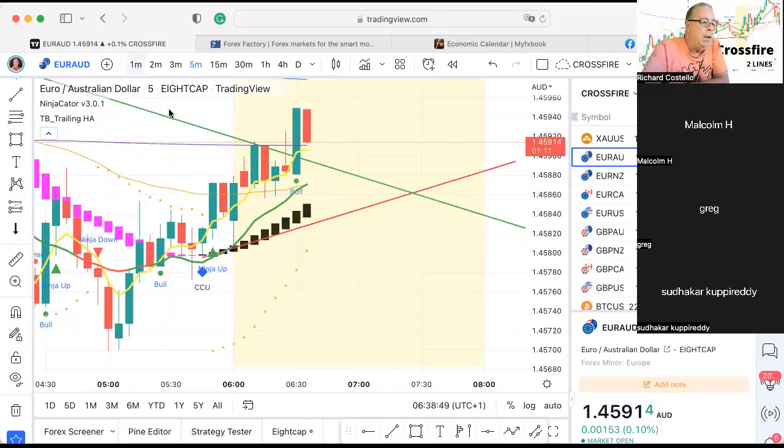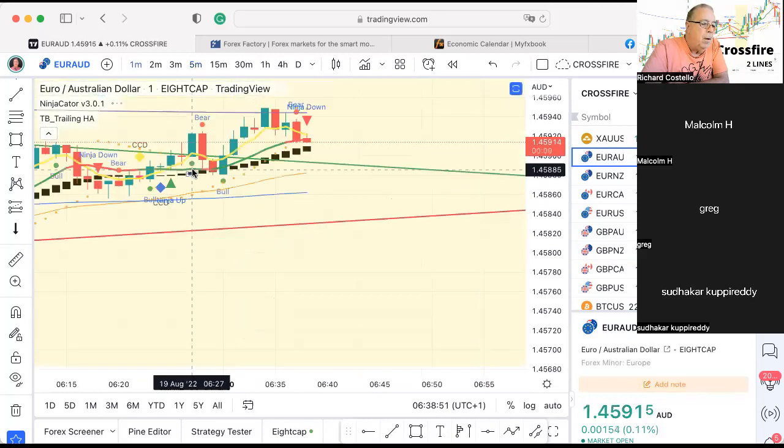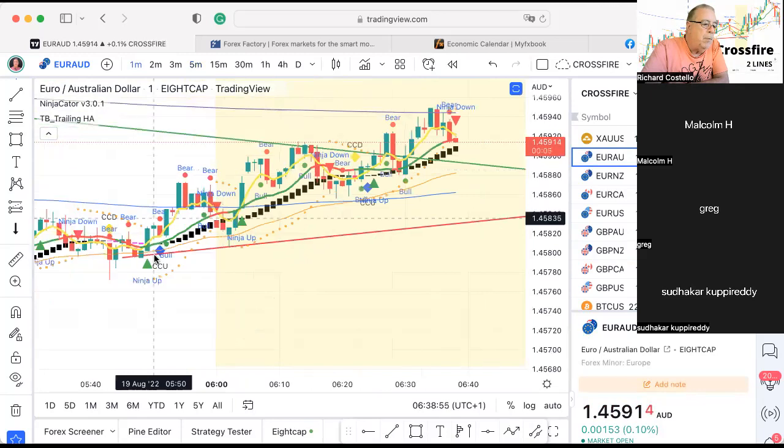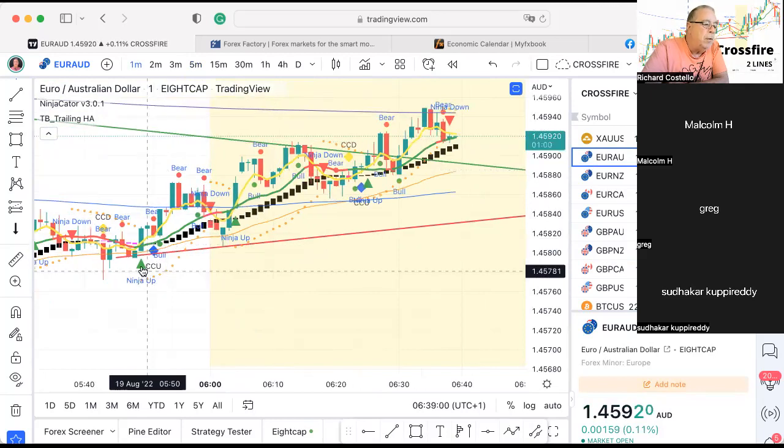I'll put it on the 1 minute, and you can see we got a color change here. We got a bull candle immediately after it, and we had a ninja up immediately before it. So that's an ideal situation. We've got a ninja up, we've got a color change, and we've got a bull.